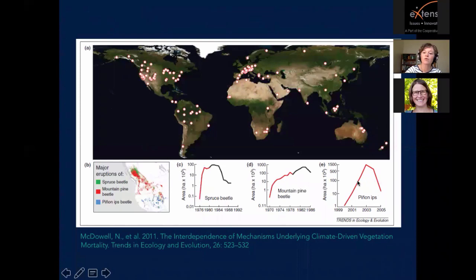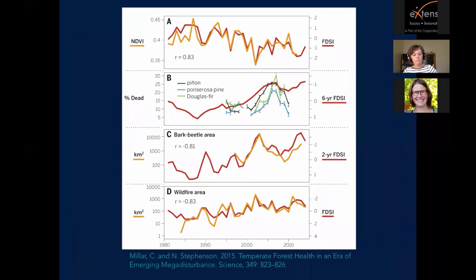This, to follow on with the pinyon ips example, is work that Connie Millar and Nate Stevenson presented. It's actually a figure adapted from work by Park Williams. I'll set up these graphs for you: on this right-hand axis is a forest drought stress index. What this index integrates is the effects of warm season water deficit, which is mainly controlled by high temperatures and cold season precipitation. So as the numbers for this index go negative, it's becoming drier, with greater forest drought stress.